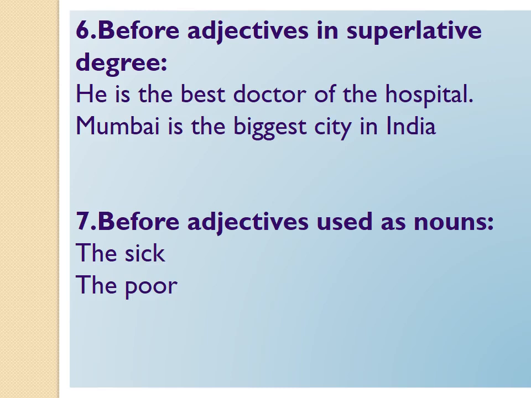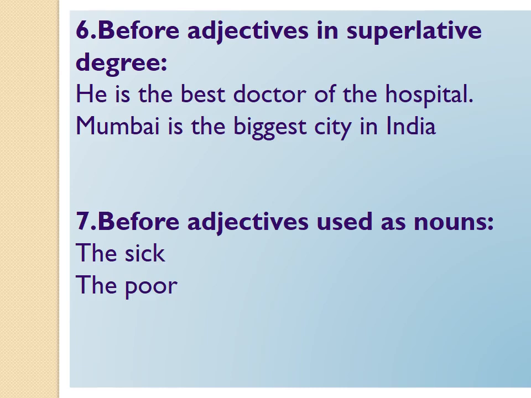Okay, now the next is before adjectives used as noun. We also put the definite article the in front of those words that are adjectives but used as noun in a sentence. The words like the sick, the poor. So these are the words before which we have used the definite article the.